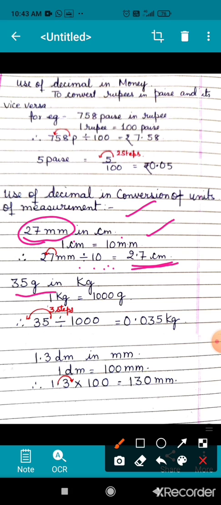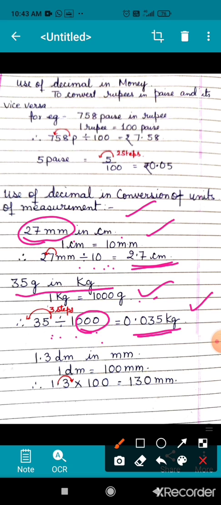Here you can see 35 gram in kilogram, right? As you all know, 1 kilogram has 1000 gram. So 35 will be divided by 1000, and here 3 zeros are present in the divisor. So the decimal will move 3 steps to the left, and the answer will come 0.035 kilogram.